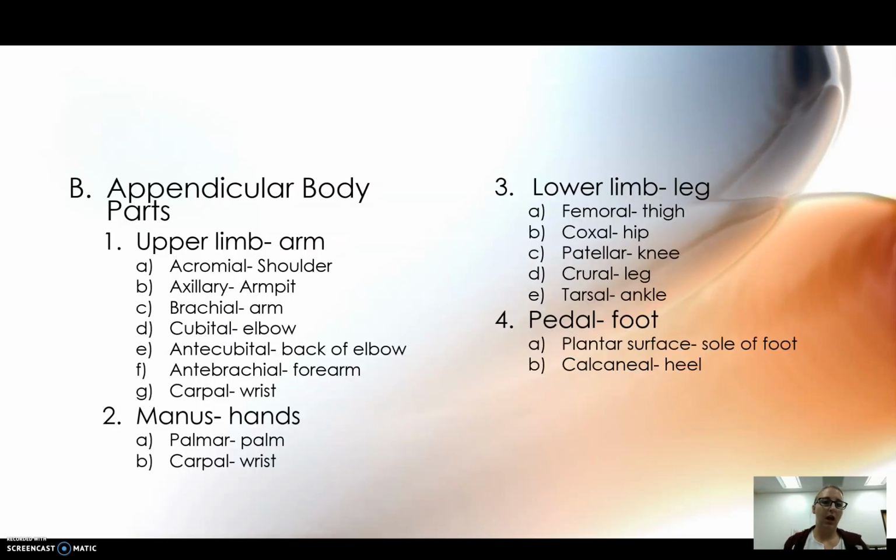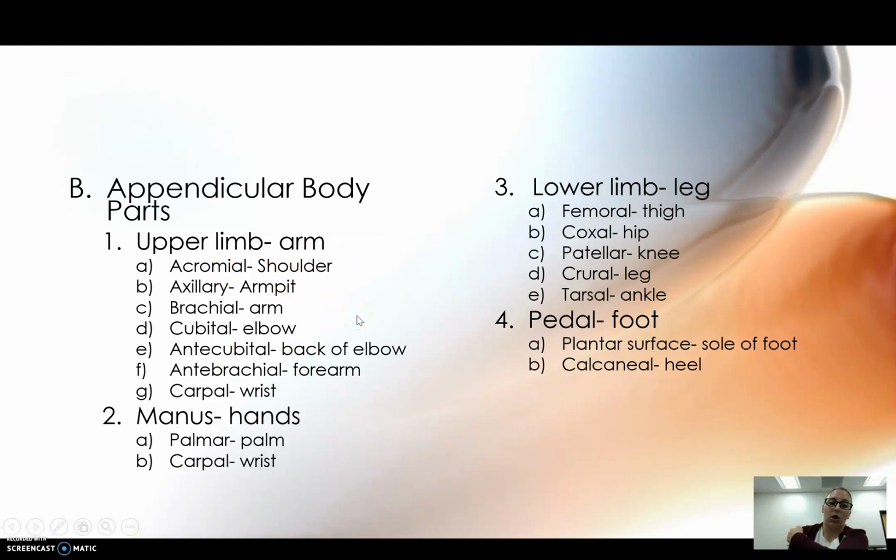All right. You also have appendicular body parts. Again, you need to know these. You need to memorize these. The upper limb is your arm, whereas the lower limb is your leg. So easy enough to remember. Upper limb, lower limb. The upper limb, however, does have different terms that you need to know.